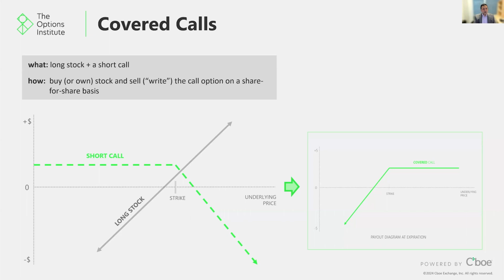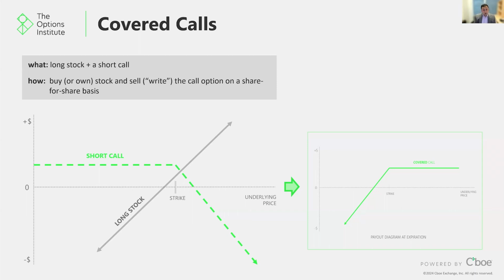So let's break down what a covered call is, right? What is it? It's a long stock and a short call. Long stock means you own the stock or you buy the stock, and a short call means you're selling calls on that long stock, right? So selling calls is also called writing. These strategies are sometimes also called buy writes. A buy write is buying stock and writing calls, and you do it on a 1-for-1 basis. What that means is, if you have 100 shares of some stock in the US, you would sell one call option on that because there's a 100 multiplier on the call option. So 100 Apple shares would qualify for one Apple call option.